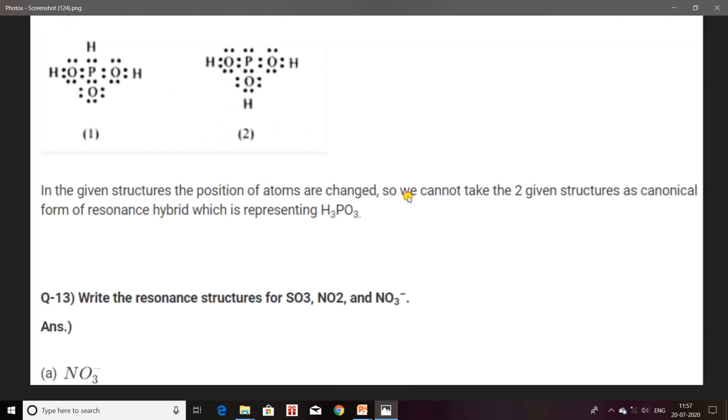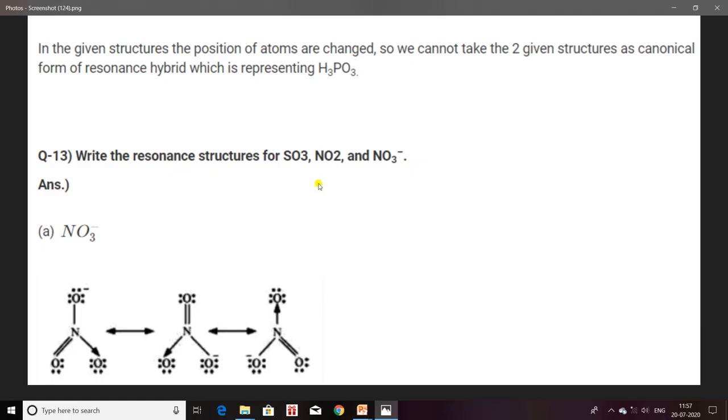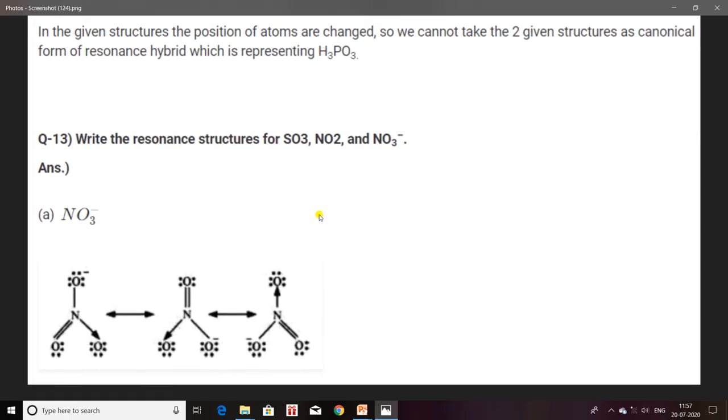Now the next question is write the resonance structures for SO3, NO2 and NO3 negative. The Lewis dot structure for NO3 negative is this. There is a double bond, and here there is a single bond. Now how will you draw the resonating structures? The double bond is present between nitrogen and oxygen atom, so this double bond can be present here, and the single bond can be converted into a double bond. How?